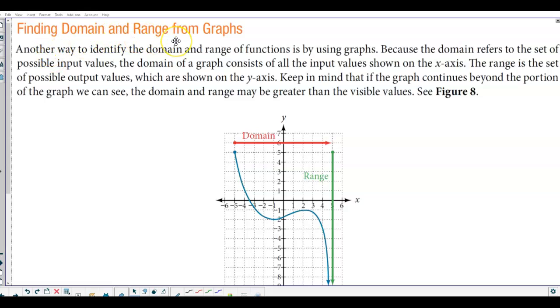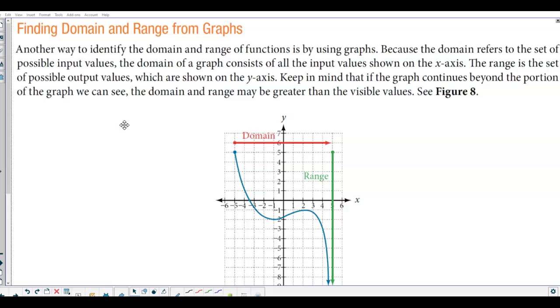Finding domain and range from graphs. Another way to identify the domain and range of functions is by using graphs. Because the domain refers to the set of possible input values, the domain of a graph consists of all the input values shown on the x-axis. The range is a set of possible output values which are shown on the y-axis.